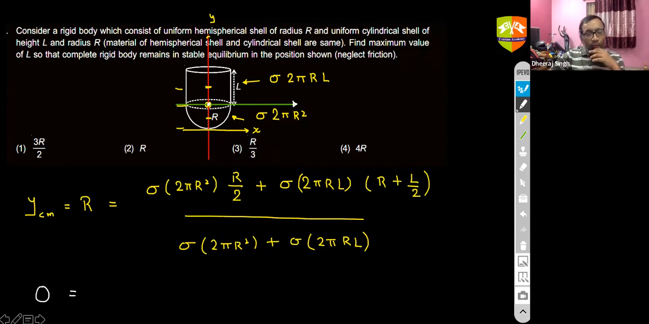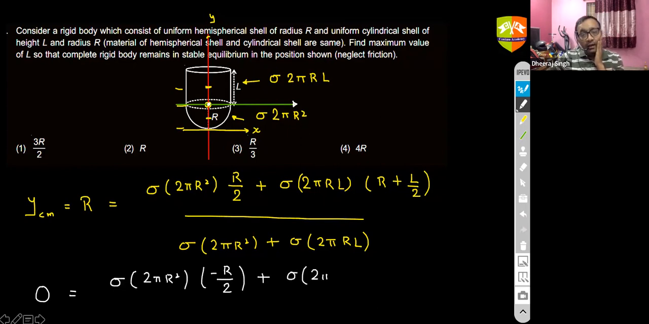sigma 2 pi r square into minus of r by 2, plus sigma 2 pi r l into l by 2, right? This will be simpler. You're getting option 2, right? Okay.